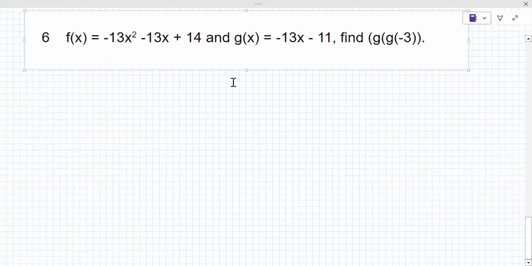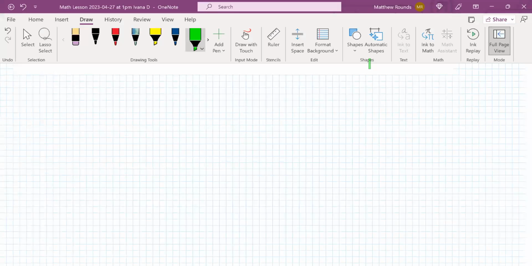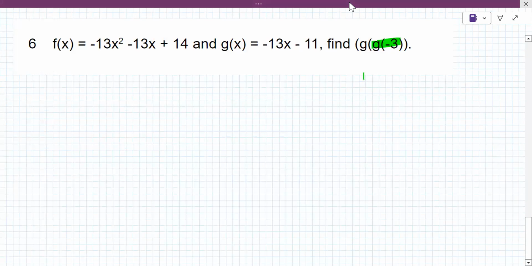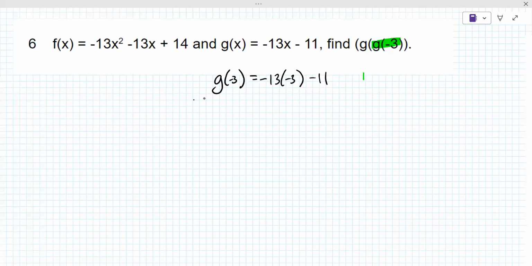New problem here, number 6, whenever you're ready. All right, I'm ready. So you look for the innermost thing. The innermost thing is g of -3. We're going to start with that. So g of -3, notice I write it underneath the g of x. You're putting -3 in for x. So again, you'll have to go to the calculator and determine that value.